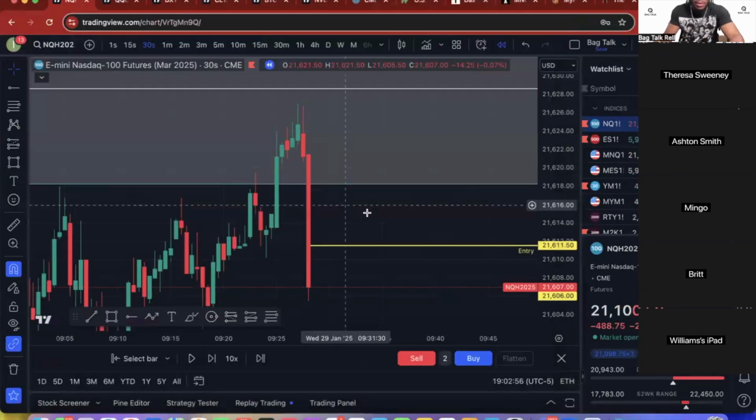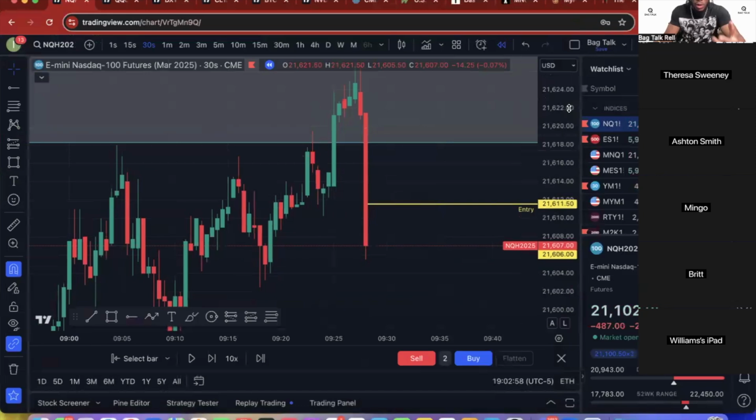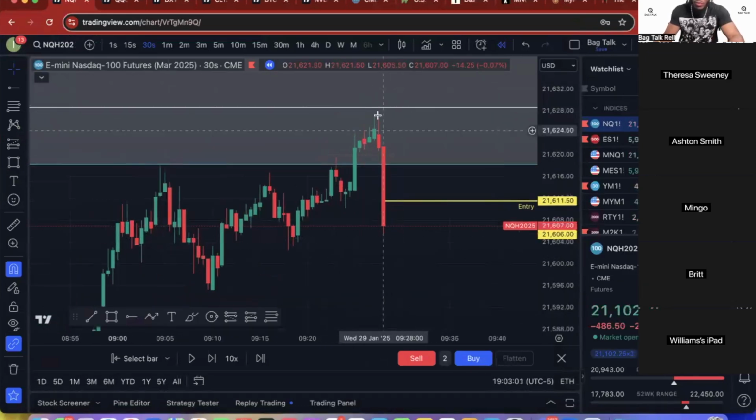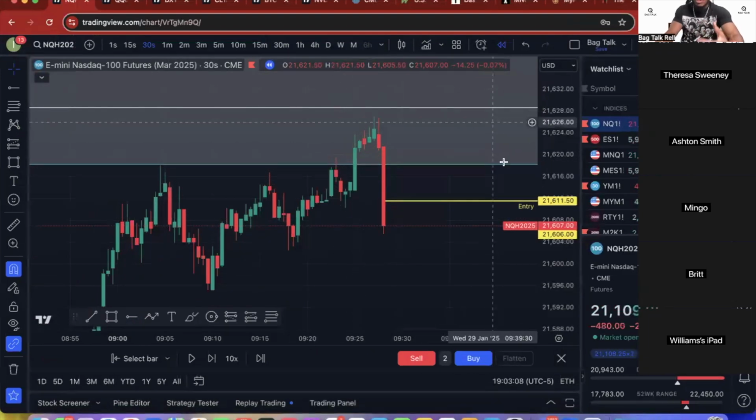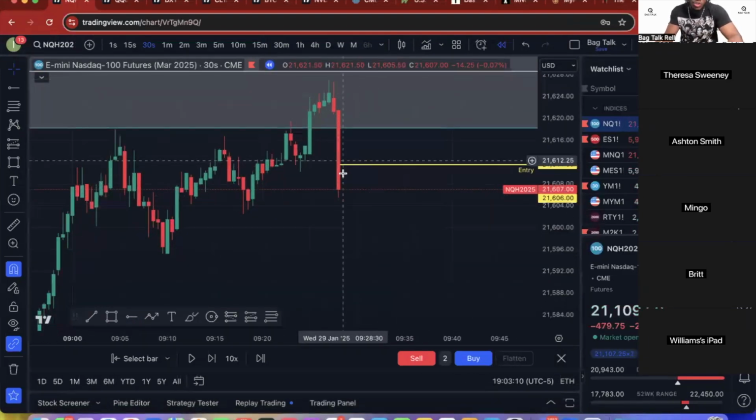So this is my entry personally, and that's why I got in the trade, everybody, because we rejected the POI. The 30 second made a huge red candle disrespecting my bull case. Beautiful. That's confirmation through invalidation. And so I get in the trade at the yellow line.